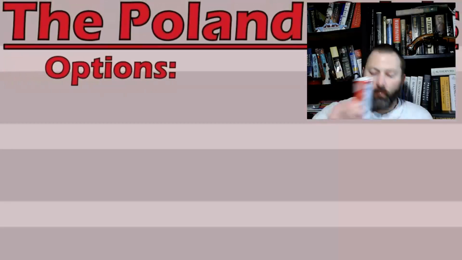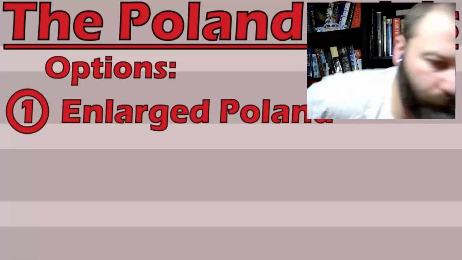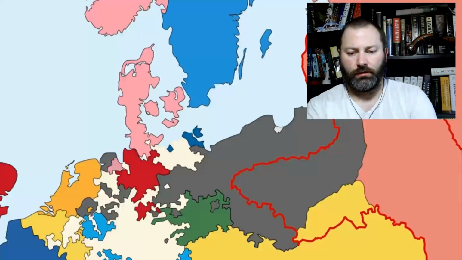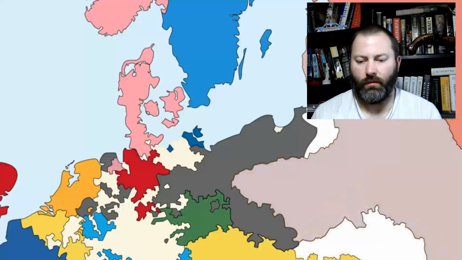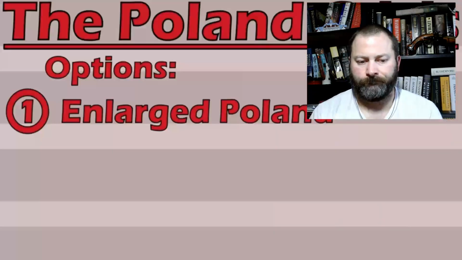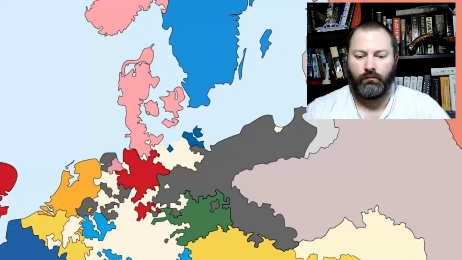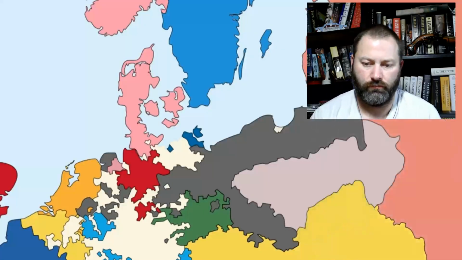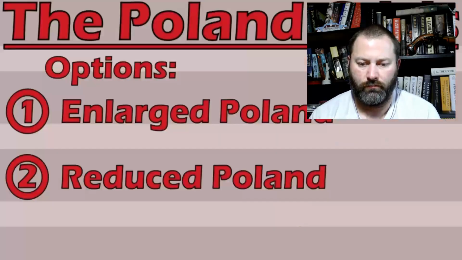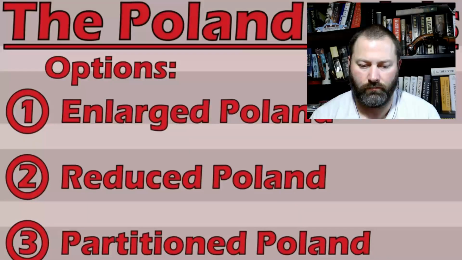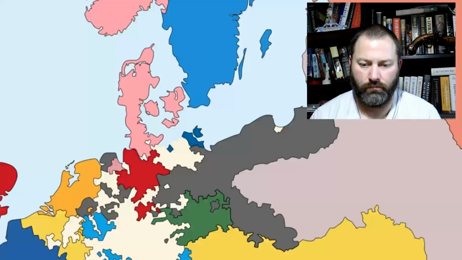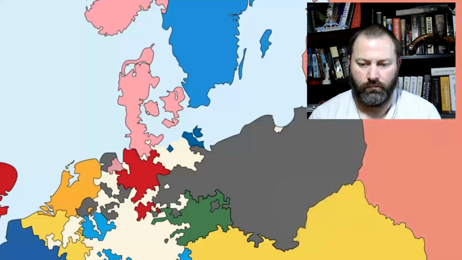Option number 1 called for an enlarged Poland, which would include the Polish-speaking provinces from Russia, Austria, and Prussia. Option number 2 called for a reduced Poland, where Russia, Austria, and Prussia each held on to their Polish-speaking provinces. Option number 3 called for a full partition, where Russia, Austria, and Prussia would come in and divide Poland 3 ways. Under this plan, the people of Poland would have certain political protections across all 3 countries.